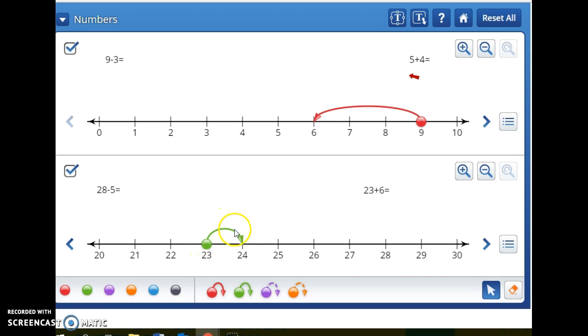So this would be 1, 2, 3, 4, 5, 6. So the answer would then be 29. 23 plus 6 is 29. And you can do the same thing when you subtract.